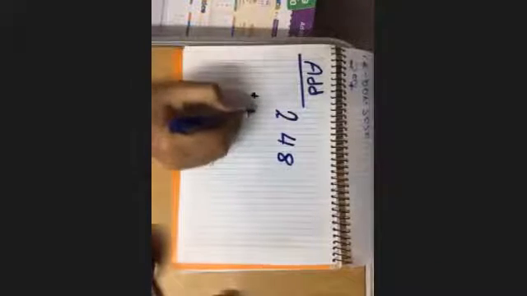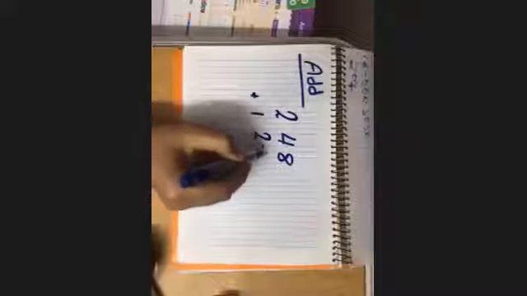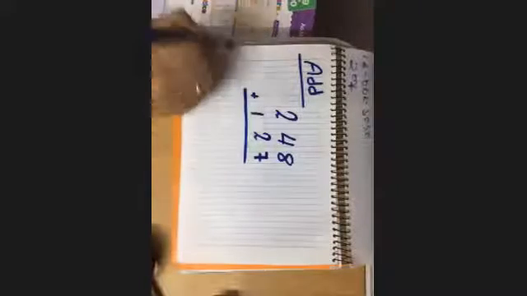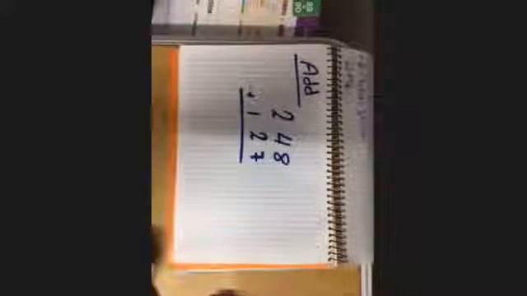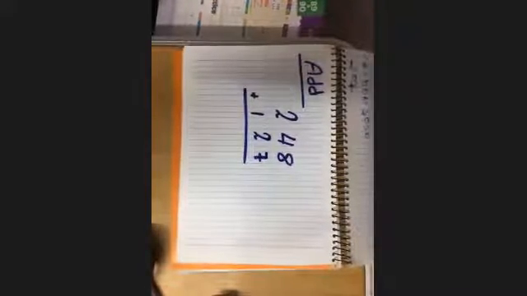As an example, this lesson starts with examples, and the whole chapter is about adding. Example number 1: you need to concentrate on the method which I will use here. If I have 248 and I want to add it with 127, we need to add 248 with 127.